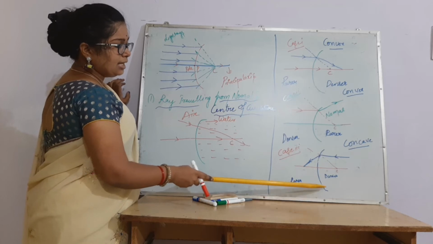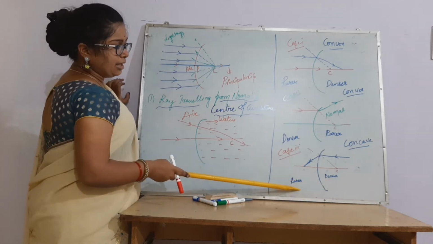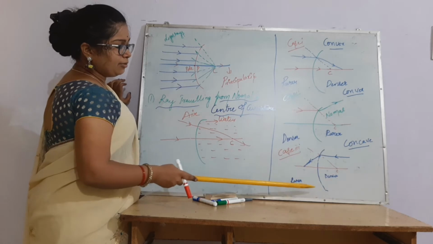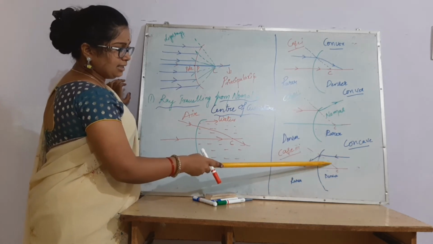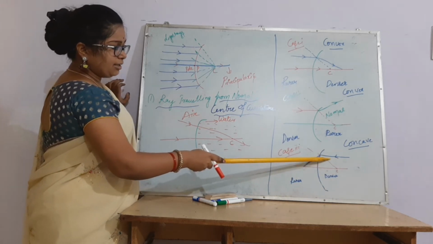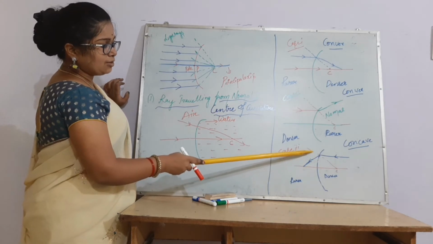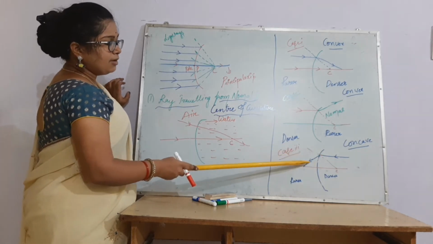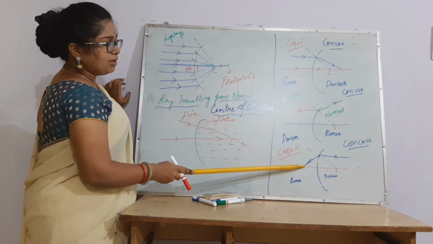See what happens when light goes from denser media to rarer media. Here the surface is denser media. It moves away from the normal. This is the normal, isn't it? It moves away from the normal.